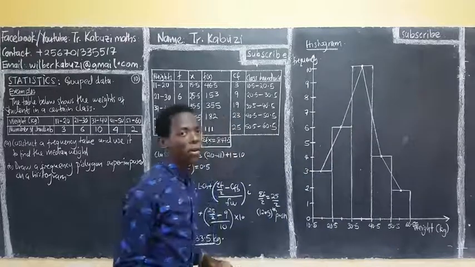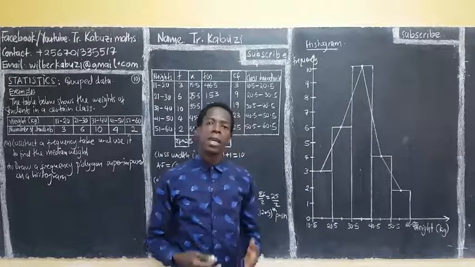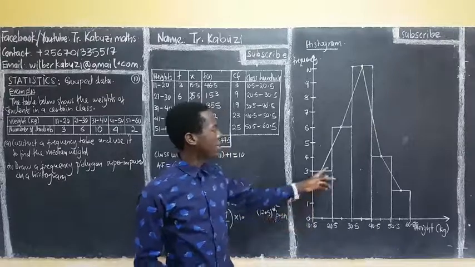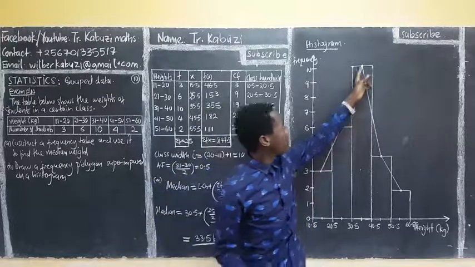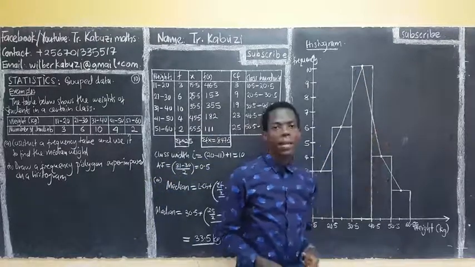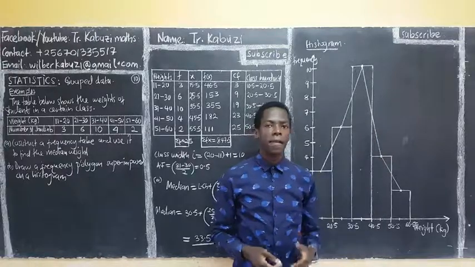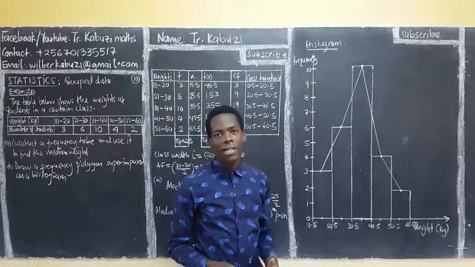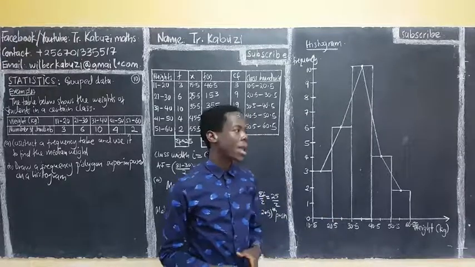Now we draw the frequency polygon using a ruler. You get your ruler and join this to this, then this to this, then this to this, and there you have the frequency polygon superimposed on the histogram. So that's how we handle that. I wish you well.